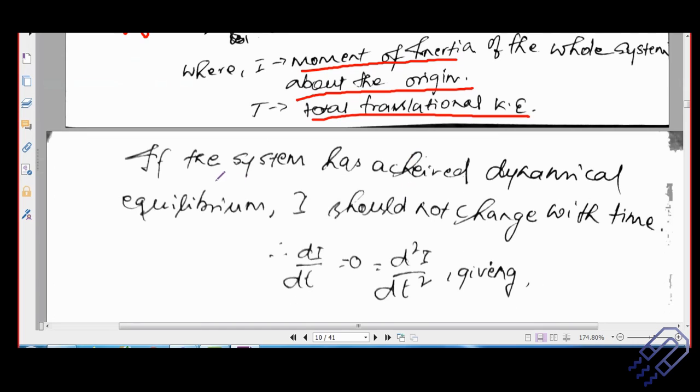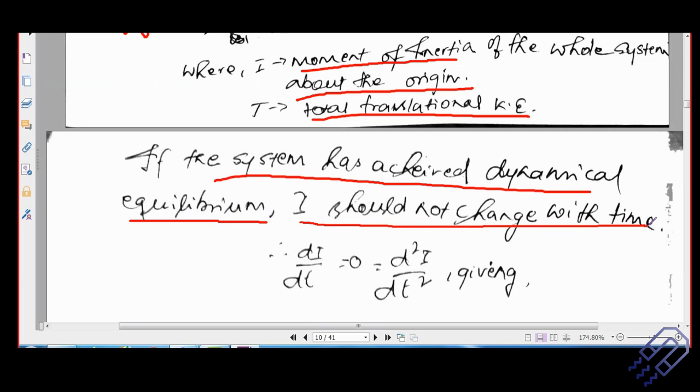Now, if the system has achieved a dynamical equilibrium, this is an assumption that we have to make, and it actually does happen, this moment of inertia should not change with time. So now you know what property of dynamical equilibrium is used, not the temperature. It means that the moment of inertia does not change with time. If a system is under dynamical equilibrium, the moment of inertia will be a constant.